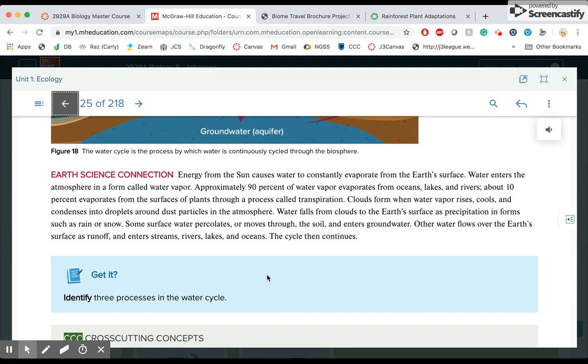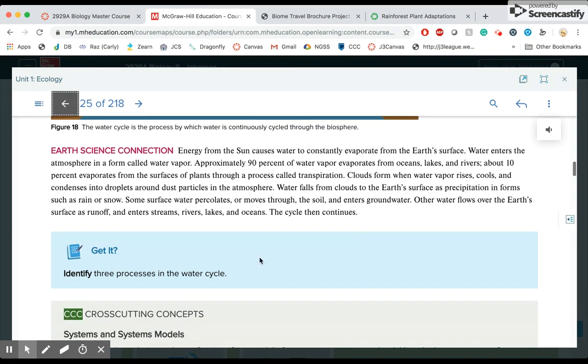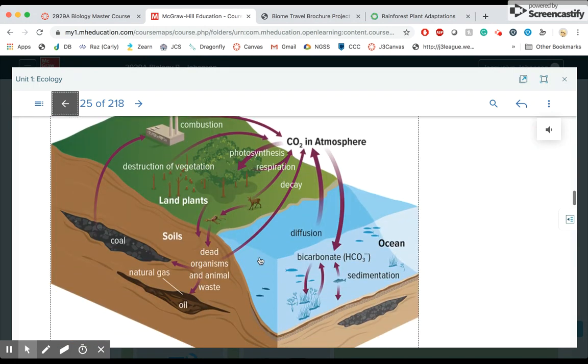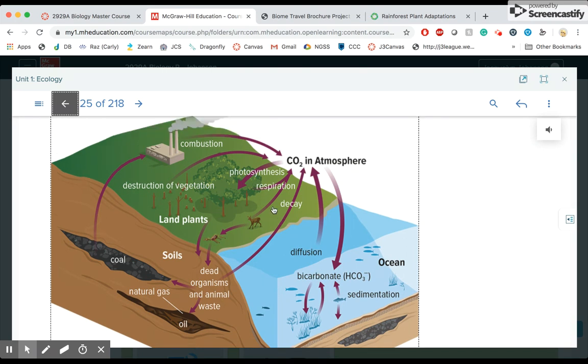Okay, so our next one is the carbon and oxygen cycle. So in the carbon and oxygen cycle, basically you have plants, factories, cars, humans, animals that basically use oxygen, and in that process, they respirate and let carbon dioxide go up into the atmosphere.